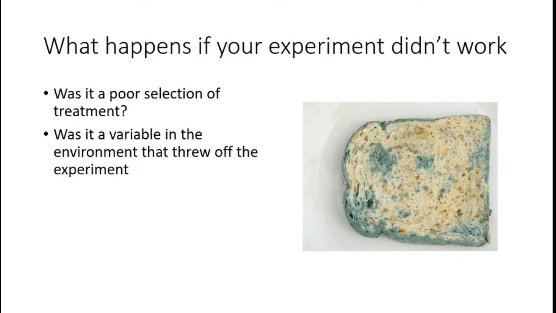Well, what happens if your experiment doesn't work? Let's think this through and imagine all the possibilities. Was it a poor selection of treatment? Well, we'd hope that we picked appropriate treatments and we had appropriate positive or negative controls to make sure that what we're seeing is indeed the impact that we want and that we're confident in what we're seeing. Or was it a variable in the environment that threw the experiment off?